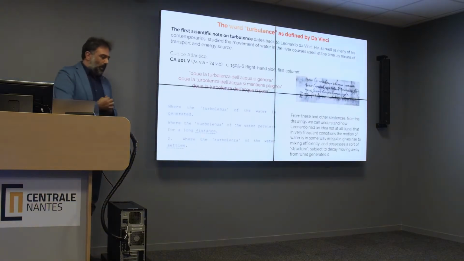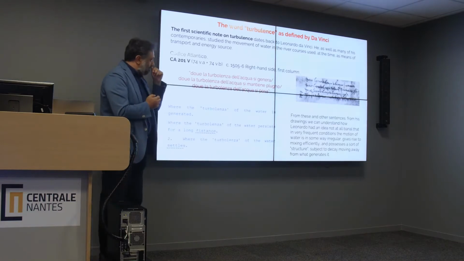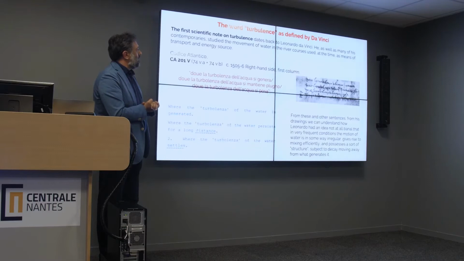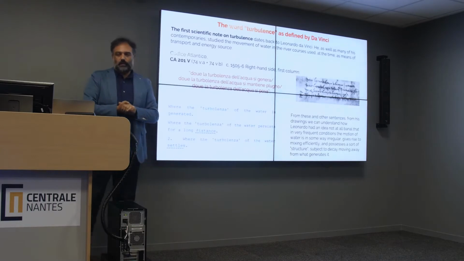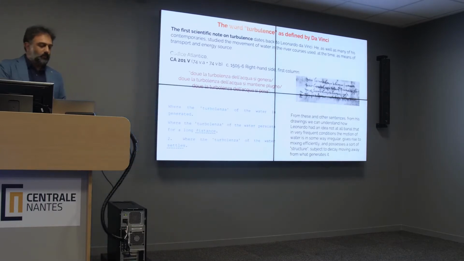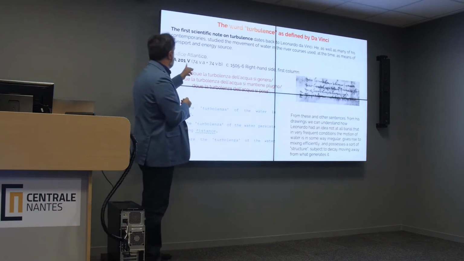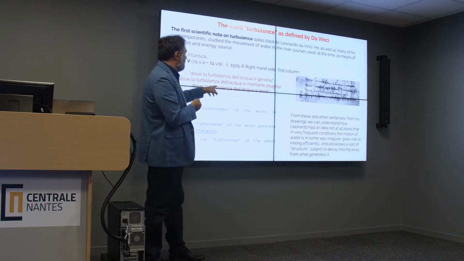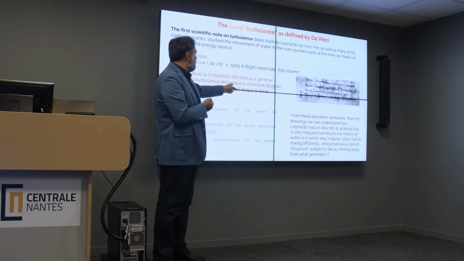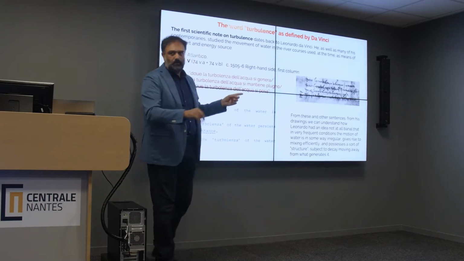So, why is the Atlantic Codex so important for us? It is important because inside we have the first mention of turbulence in the context of fluid dynamics. And so you see that here is this part in the Atlantic Codex, in this sheet, and you see this sentence, and this sentence is very important because Leonardo starts to think about turbulence, where it is generated, where it is maintained, and where it decays.